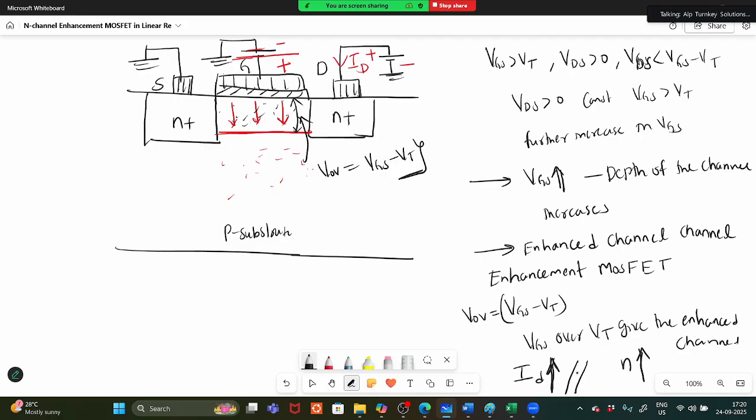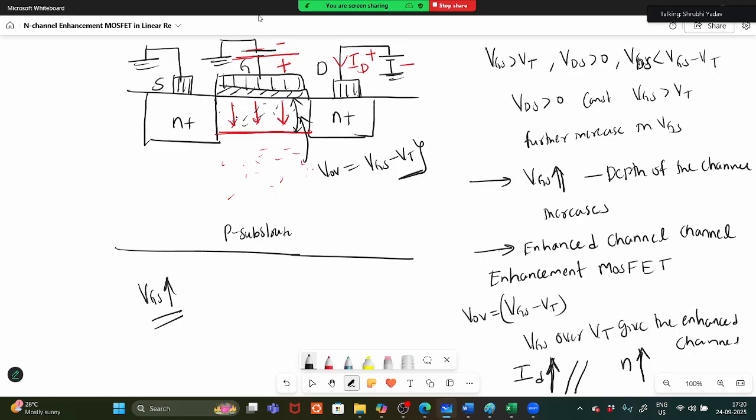So to explain why the name came, you need to say it like this: as VGS is more positive, the channel will enhance and the depth of the channel increases. That's why it is called an enhanced channel, and that's why the name enhancement MOSFET came. Is it fine? Did you understand why it is the enhancement MOSFET?